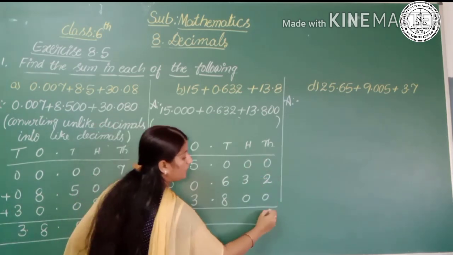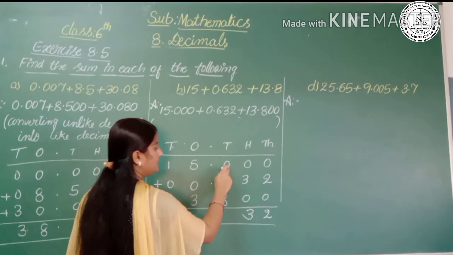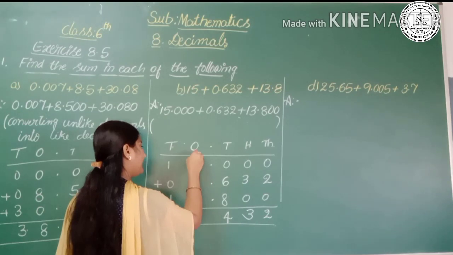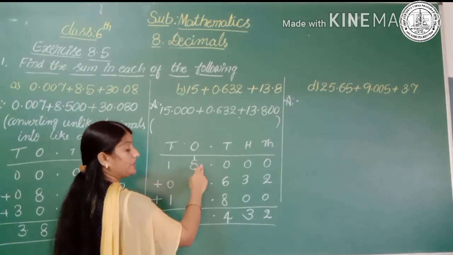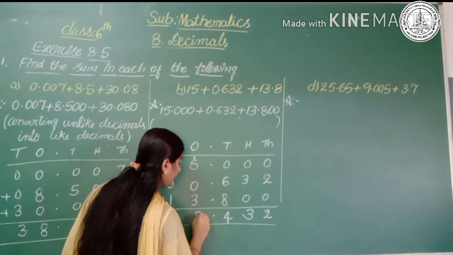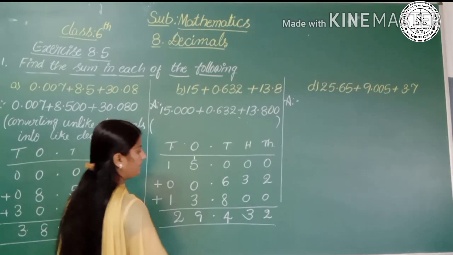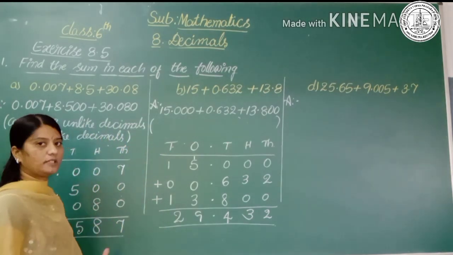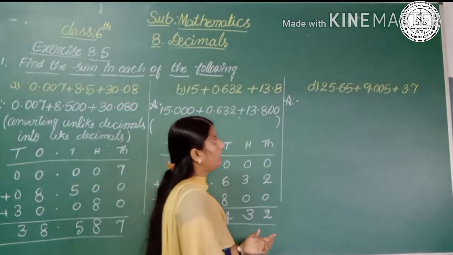0 plus 2 plus 0 is 2, 0 plus 3 plus 0 is 3, 0 plus 6 plus 8 is 14, 4 here, keep 1 carry to the ones place, then keep the decimal as it is. 1 plus 5, 6, 6 plus 3, 9, and 1 plus 0 plus 1 is 2. Okay, yes, the total sum is equal to 29.432. Then similarly do the D question.